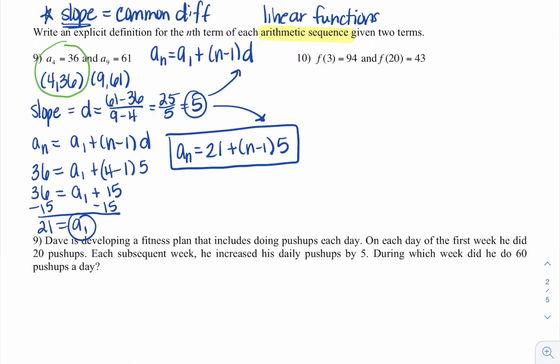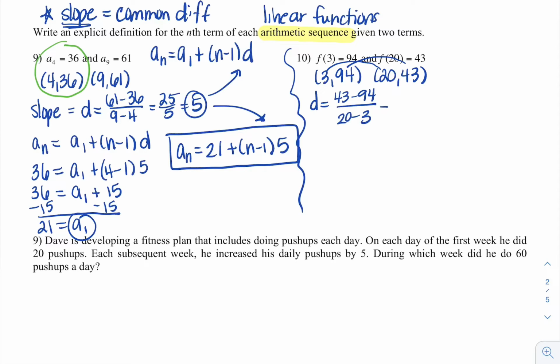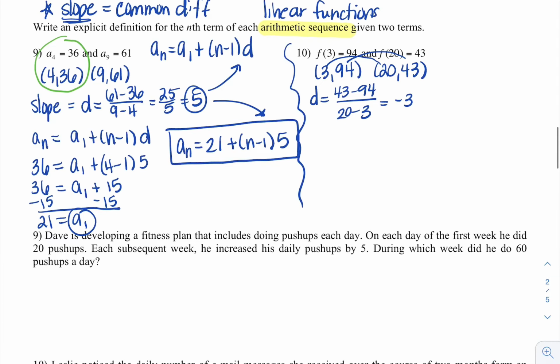Let's try one more example of this. To figure out the d value, I'm going to think of this as the point 3 comma 94 and 20 comma 43, and I'm going to start by figuring out what is the slope, what is the common difference. So if I do slope, I'm doing 43 minus 94, watch your direction, 43 minus 94 over 20 minus 3. You have to make sure you're going the same direction, and you'll find that in this case, you have a slope that comes out to be negative 3.